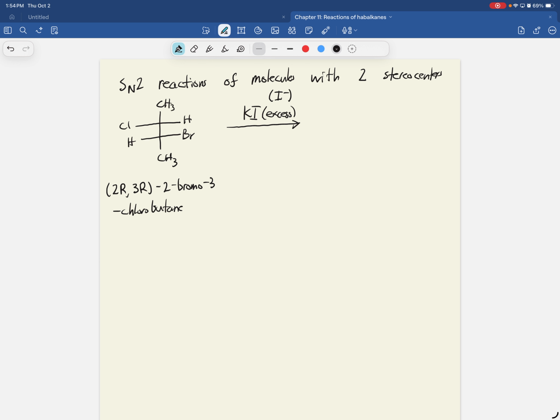All right, so that's the name of this compound. Now, what do you think is going to happen if I had excess of I minus there? Is it going to replace both the chlorine and bromine? Good, yes. But where would I position the iodines now?